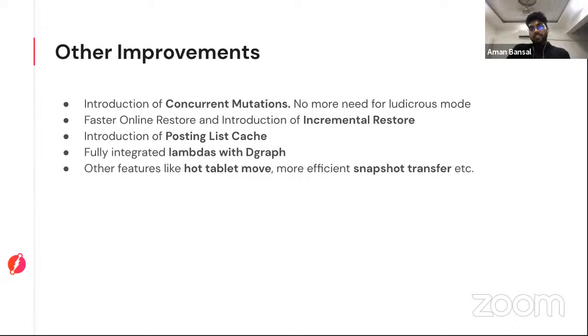There are some more features which we introduced, like hot tablet move, which is an efficient way to move the data once the alpha joins the group. So now writes won't be blocked for a longer duration, right? In case of a sharded cluster where there is data movement across shards.